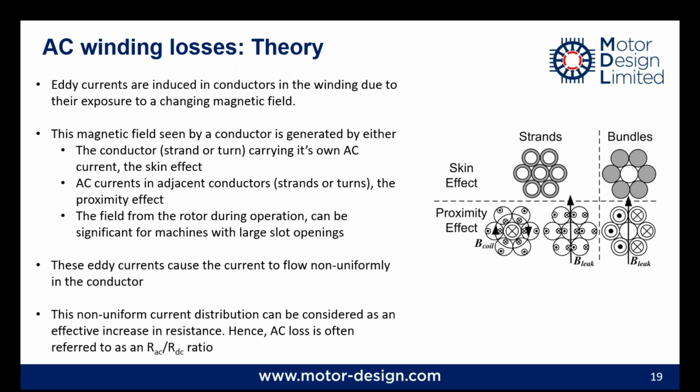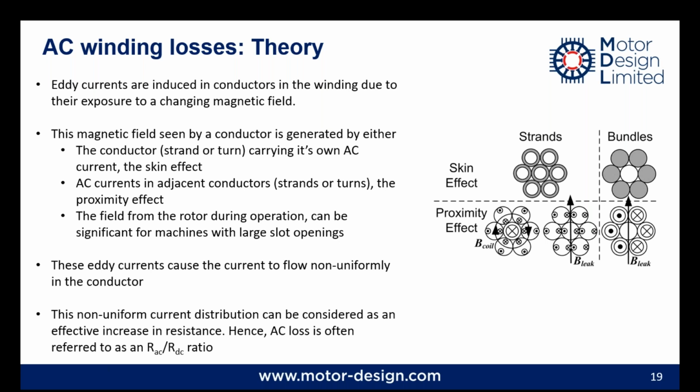We categorize the AC losses into some different effects, and these effects are based upon the cause of the eddy currents due to the magnetic field. So the first one we've got listed here is the skin effect, or the self-induced skin effect. And this is an AC loss or an eddy current induced by the conductor carrying its own AC currents. We then have the proximity effect, and this is caused by AC currents in adjacent conductors, either strands or turns, creating that changing magnetic field and inducing eddy currents.